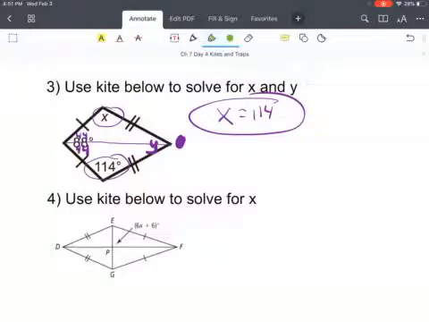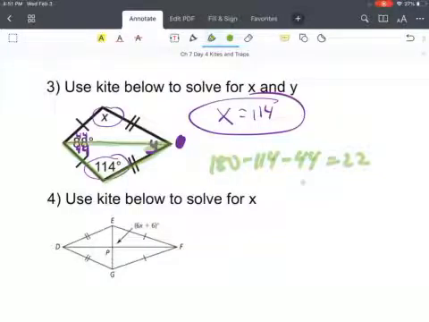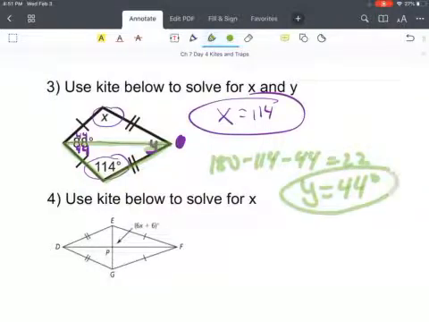So then I know in this triangle, 180 minus 114 minus 44 would get me my leftover little angle over here, which is going to be 22. And then the other part is 22. So y is going to be 22 and 22, which is 44 degrees.